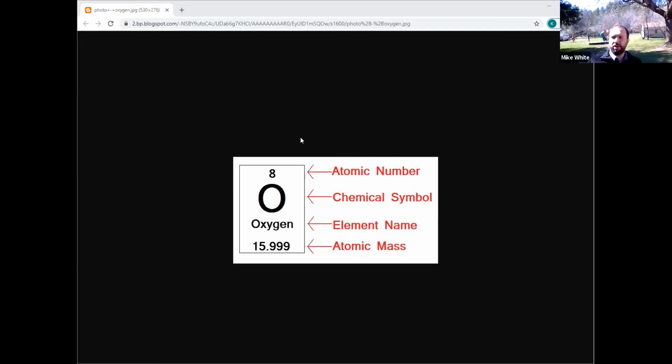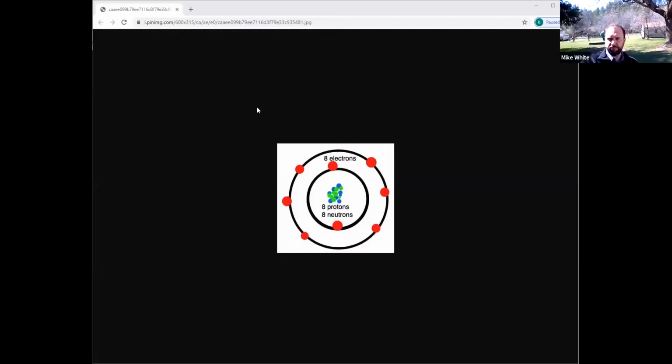The reason this is all helpful is we can begin to take that information and see what these elements actually look like, a graphic model. So this is oxygen also. Hopefully you can see this. This is a diagram of what one atom of oxygen would look like. Obviously, just basic. The real thing is more complicated, but I just wanted to give you an idea of a few things.